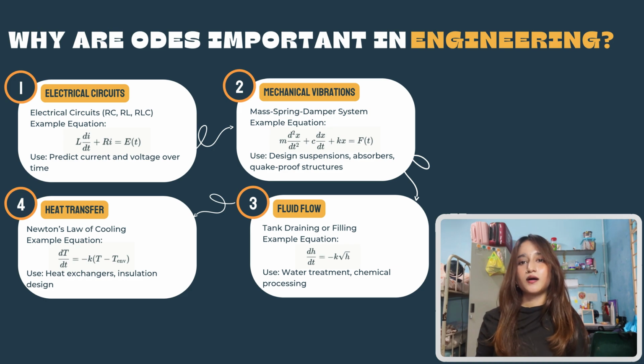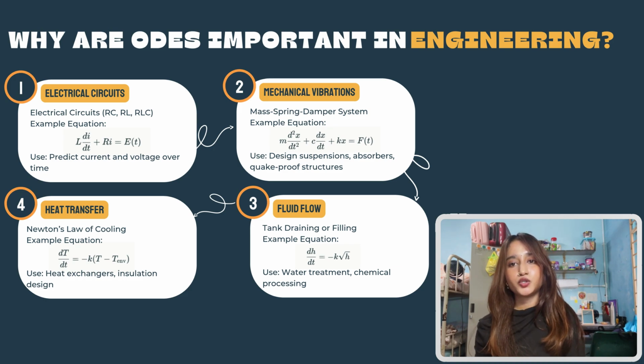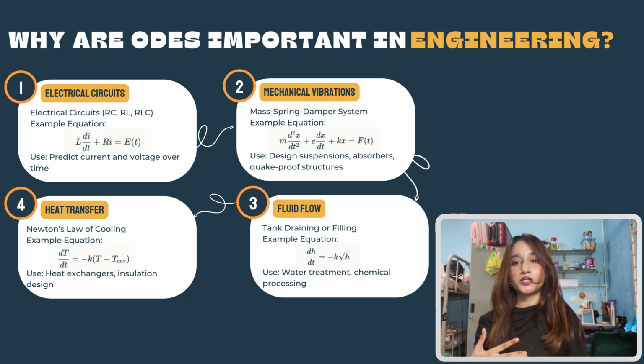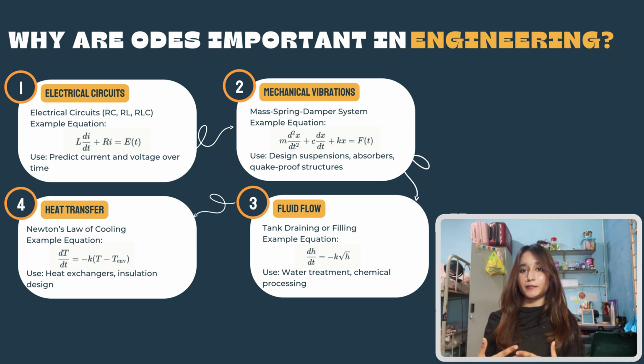Moving to the next, in fluid mechanics we use ODE to predict how quickly a tank will fill or drain. This first order equation is common in water treatment and the chemical industry. Lastly, in thermal engineering, ODE describe how temperature changes over time. Newton's law of cooling is a great example. It helps us design efficient heat exchangers and insulation systems.